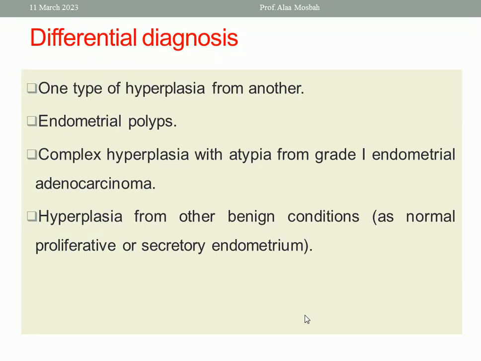I should differentiate different types of hyperplasia from each other. Also, differentiation from endometrial polyp. Sometimes the hyperplasia occurs only in a polyp, in an endometrial polyp. And with resection of this polyp, everything is fine because the remaining endometrium is healthy. So I should differentiate also endometrial hyperplasia from endometrial polyp. Also, I should differentiate complex hyperplasia with atypia from grade 1 endometrial carcinoma, adenocarcinoma. Also, hyperplasia from other benign conditions like normal proliferative or secretory endometrium, and everything could be fine with histopathological examination.